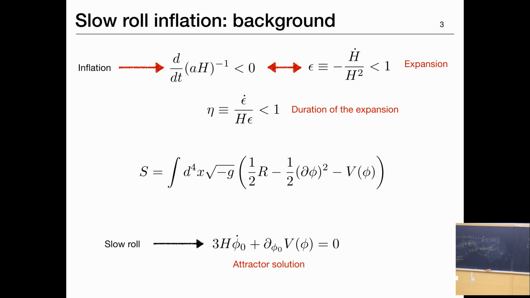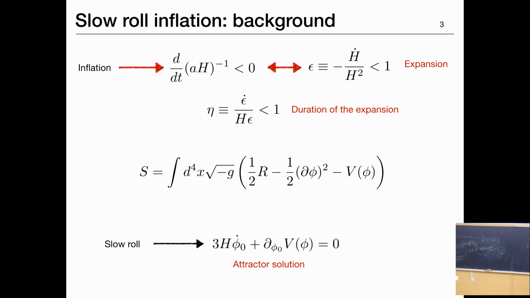So if we vary the action with respect to the scalar field, we obtain the usual Klein-Gordon equation. And if we use these two approximations, which is known as the slow roll approximation, we end up with this reduced Klein-Gordon equation. So basically, we are neglecting the second time derivatives.